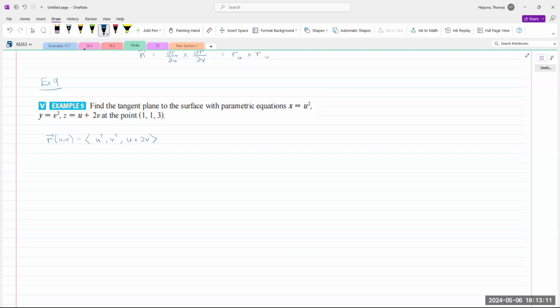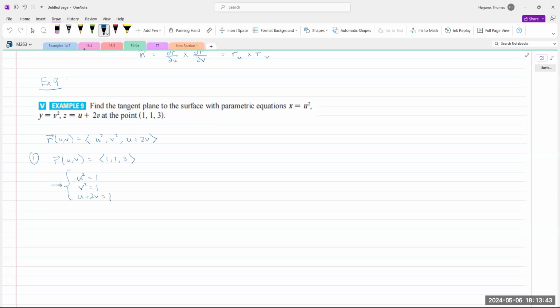Let's try to find what is the u and what is the phi for that coordinate. So my first step is r(u, phi) equals (1, 1, 3). It means u squared equals 1, phi squared equals 1, and u plus 2 phi equals 3.